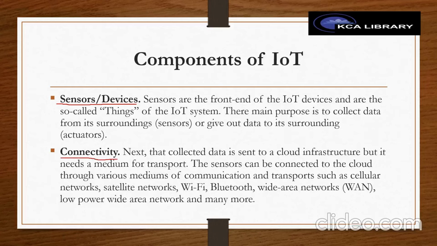Okay, so we also have connectivity. So for the case of connectivity, when data has been collected, it has to be sent to the cloud infrastructure, but it needs a medium of transport where it will pass through. Okay, so the sensors can be connected to the cloud through various mediums of communication, for example, cellular networks, satellites, Wi-Fi, Bluetooth, wide area networks. Also the options differ in the range of power consumption, the range in terms of distance, and the bandwidth they are going to use. So you have to choose the best connectivity.